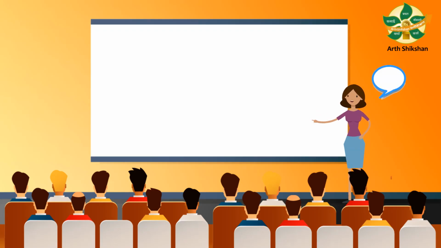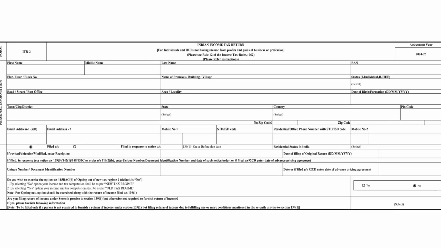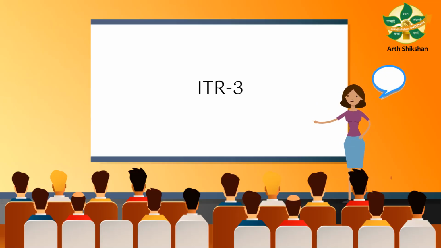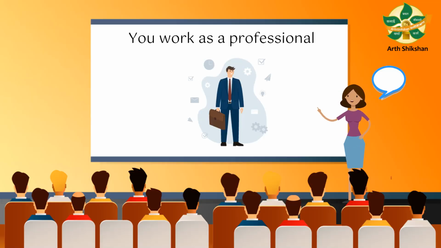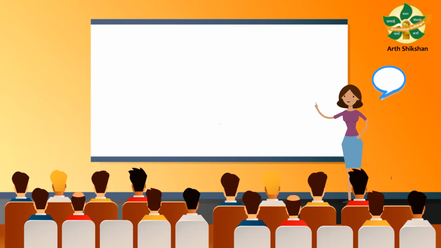ITR form number 2. If your yearly income is exceeding 50 lakh rupees, you can use ITR-2 for your income tax return. ITR form number 3. If you work as a professional or own share in a non-listed company, you should use ITR form number 3 for your income tax return.